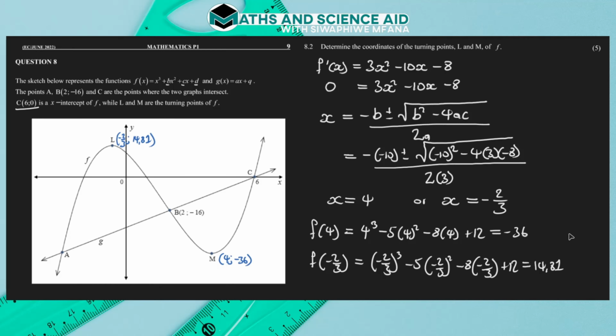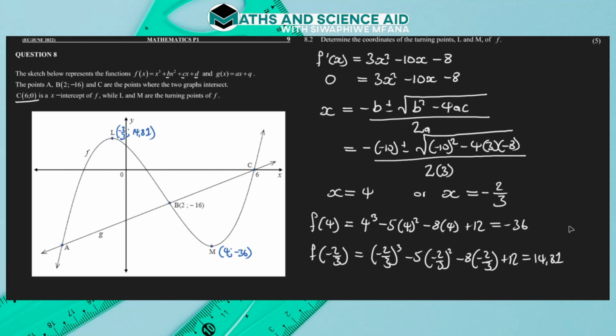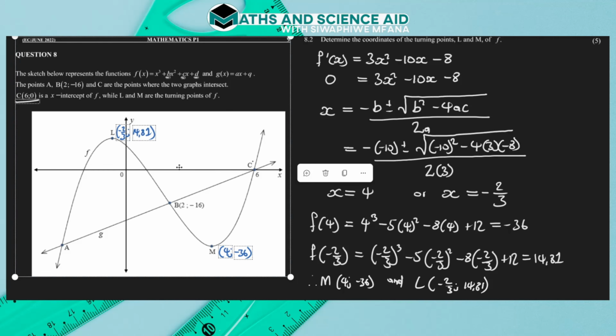And of course, we aren't going to leave our working like this. We need to write the coordinates down. So your final answer here is that M has coordinates 4 and negative 36, and L has coordinates negative 2 over 3 and 14,81. So there you have it. So let's go to the next one.